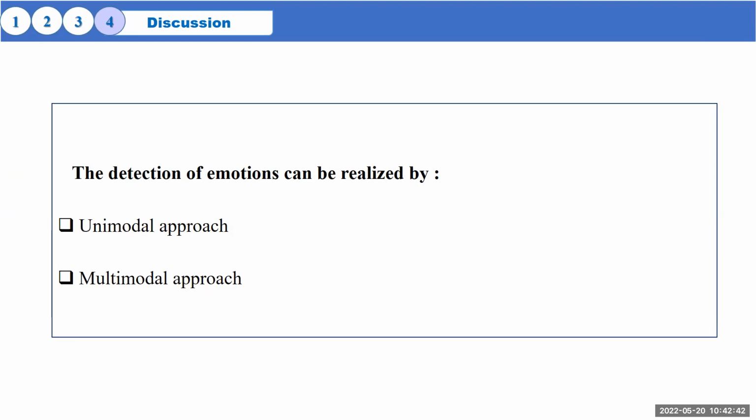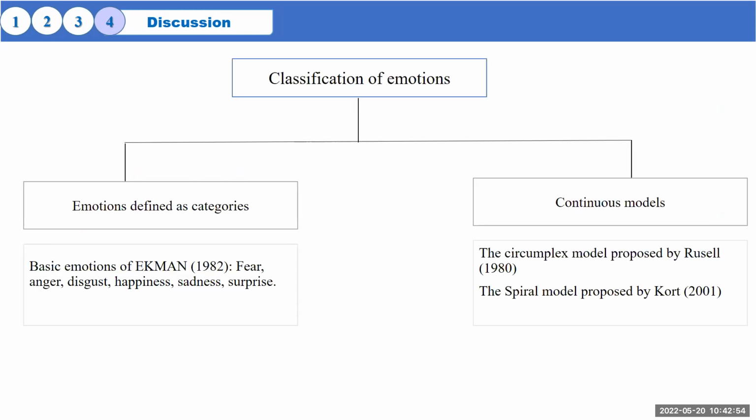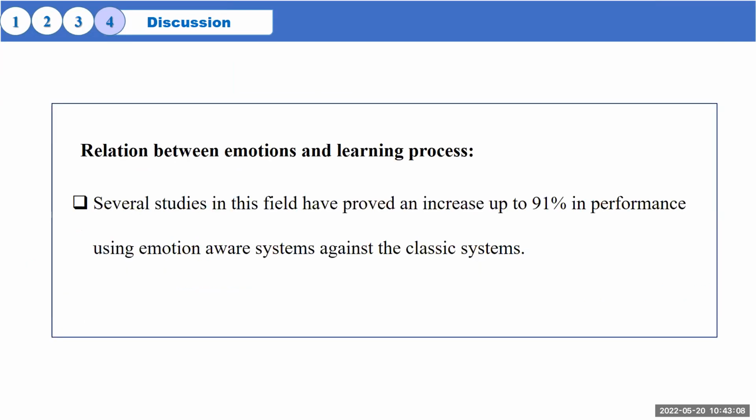According to the authors, although the methods of emotion recognition are diverse, no complete method of emotion recognition in an e-learning system is presented. This is due to the particularities of the domain. For classification of emotion, in the literature, we can classify it in two categories: emotion defined as categories, like the basic emotions of Ekman, and continuous models.